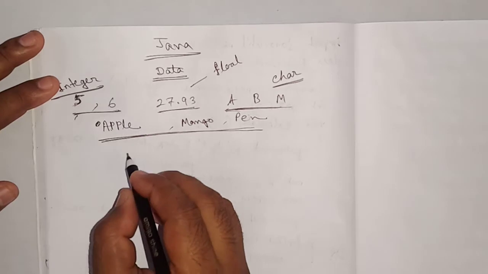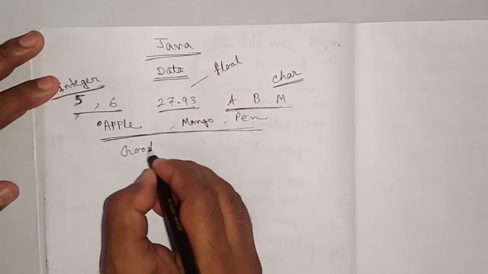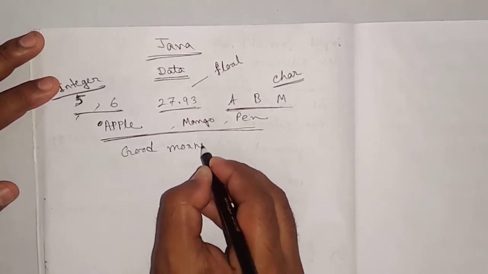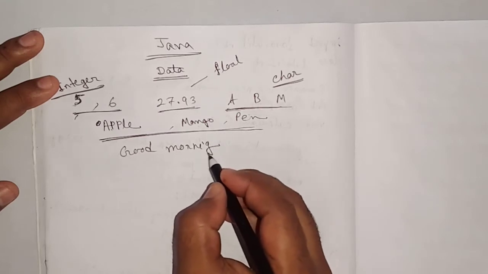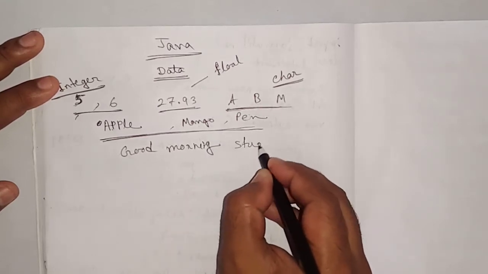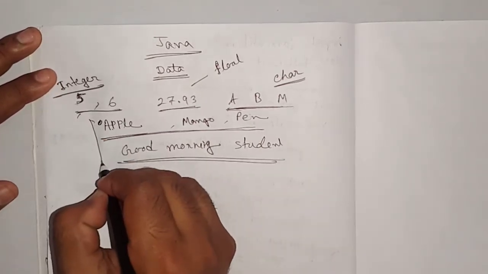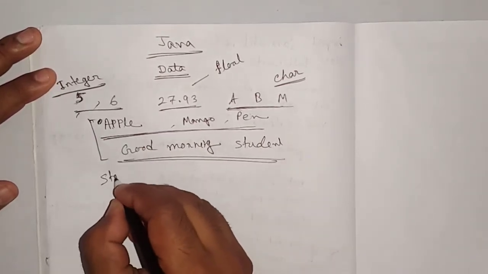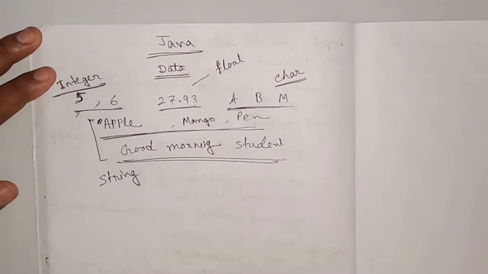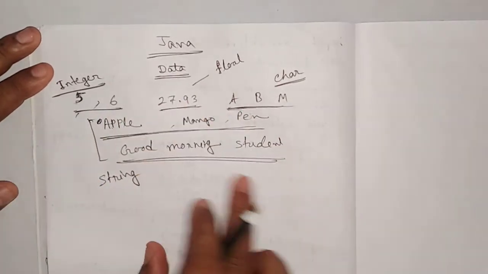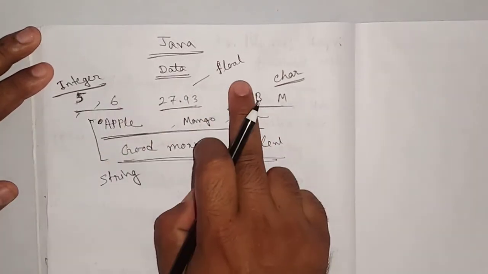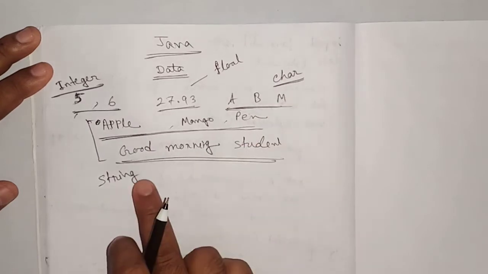Or maybe good morning, student. This sentence. So these we call string. Okay, so these are the types of data. One is integer, one is float, one is char, and one is string.